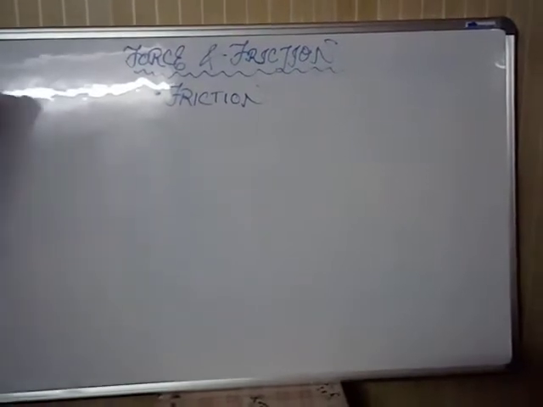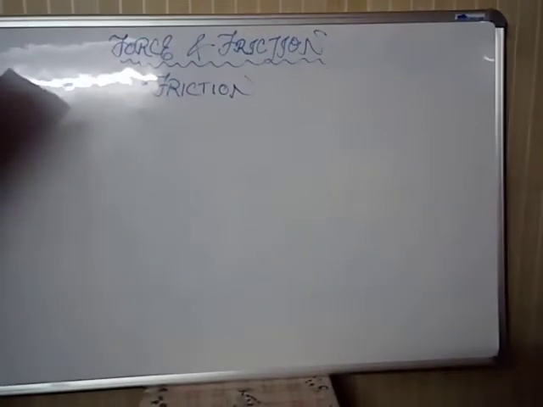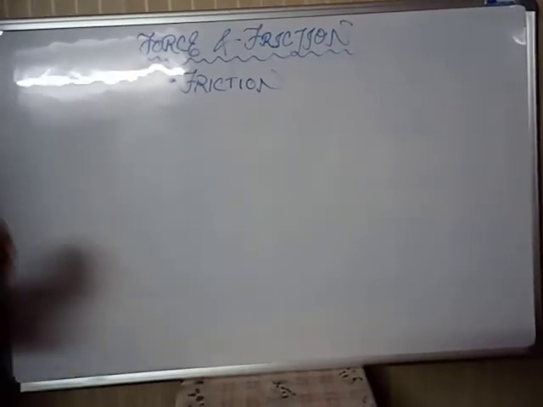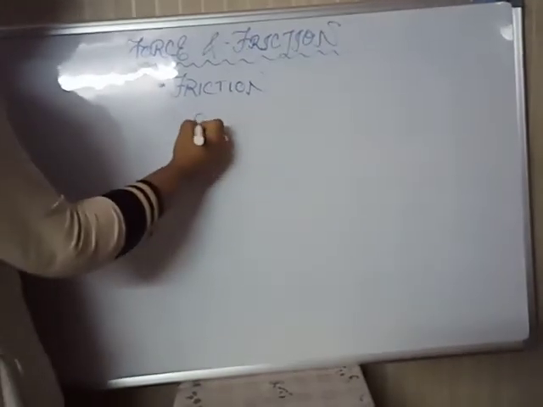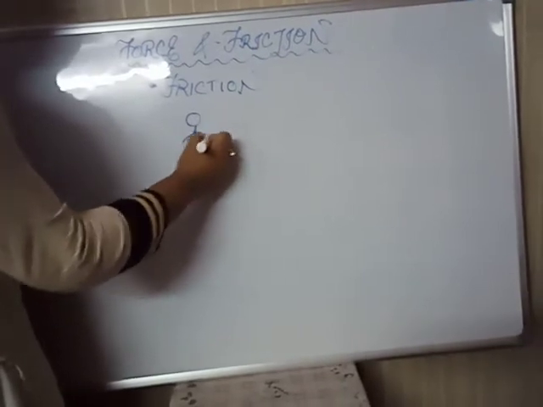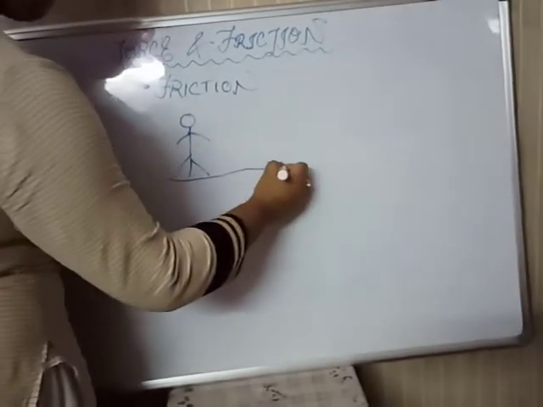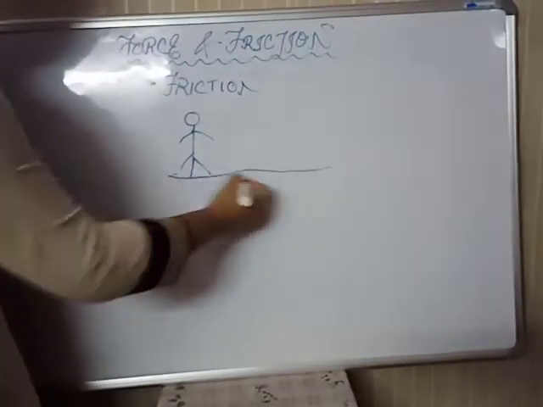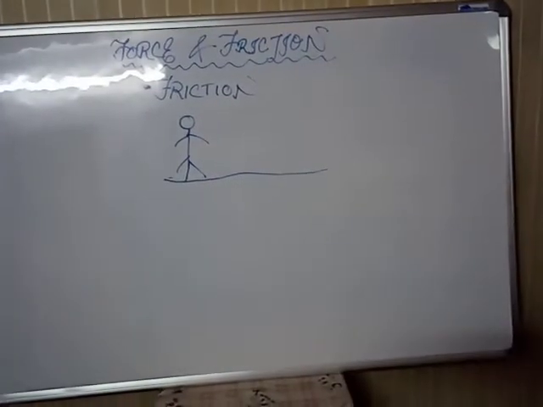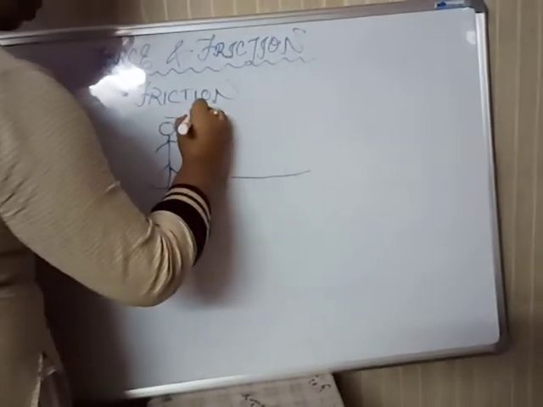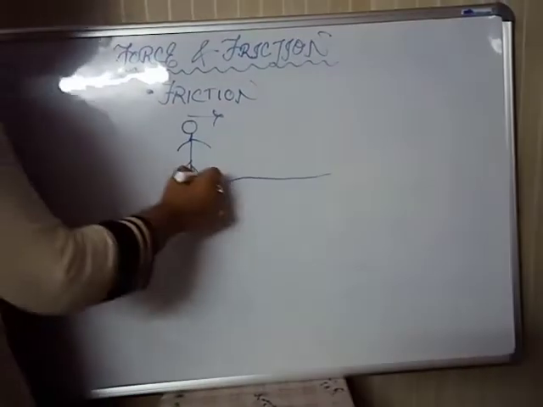Now what is friction? Friction is the opposing force that acts when a body moves on the surface of another body. It is called the force of friction, or simply friction. That is, suppose this is a man. This is the road on which he is walking. Now he is walking in this direction.